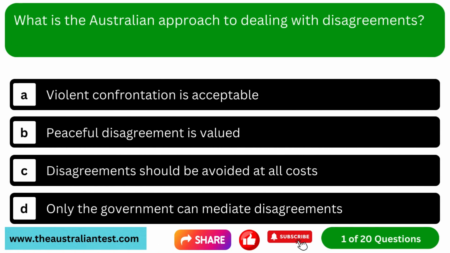Question 1. What is the Australian approach to dealing with disagreements? Option A, violent confrontation is acceptable. Option B, peaceful disagreement is valued. Option C, disagreements should be avoided at all costs. Option D, only the government can mediate disagreements.